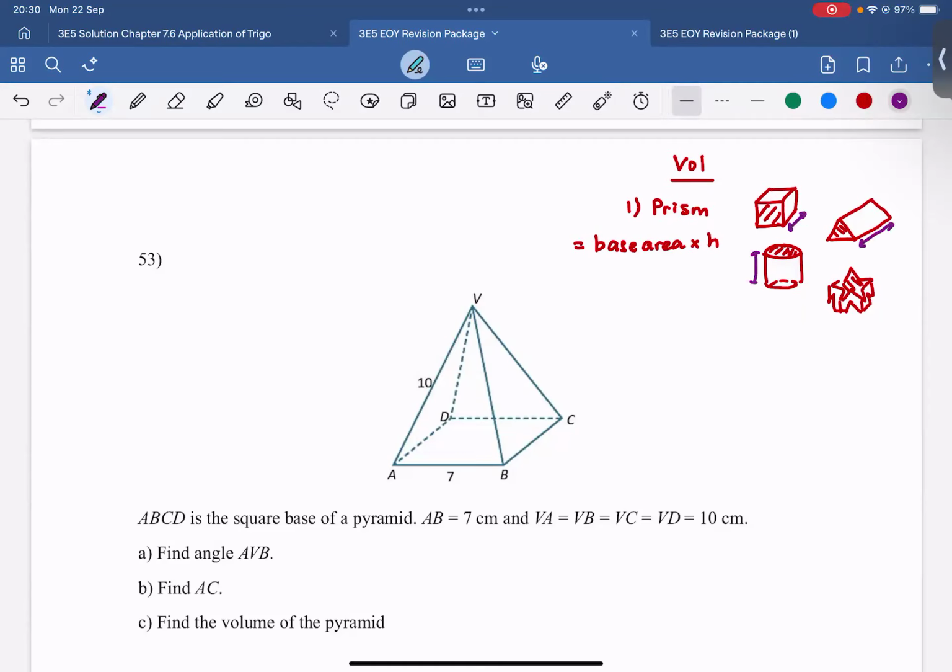So you can see you don't need to remember any formula already. You just need to remember your circle formula, which is pi r square. So for a cylinder, it's just pi r square, because this is the area of the circle, times the height. Okay, so this is number 1.